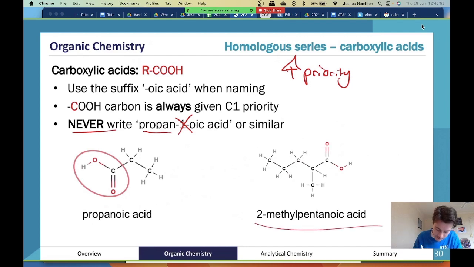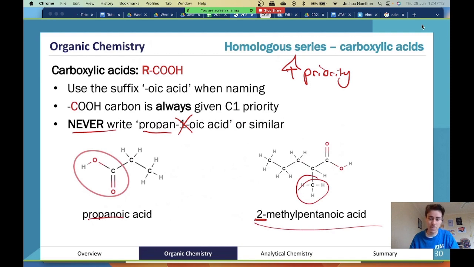As you can see here, this is a really good example because it's got a methyl group. We've given the methyl a number, but the oic acid we haven't, because the oic acid is always on the end. Again, here, propanoic acid, same thing, it's always on the end. It also has a space between the oic and the acid, really important. I know I said before there are no spaces. This is one of those ones where there is a space because it's a separate word.